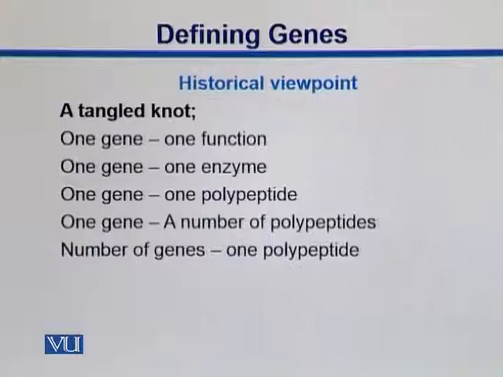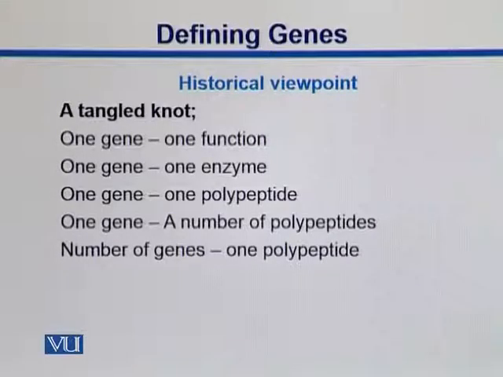If we look into the historical viewpoints, it looks like a tangled knot. Somewhere in history, they defined that one gene encodes one function. And later on, that definition changed, because one function may be a combination of different enzymes, and they saw those genes controlling different enzymes. So the next hypothesis was one gene, one enzyme. Then later, when the enzymes were studied, it was found that they are made up of different polypeptides. It was hypothesized that one gene may be associated with one polypeptide.